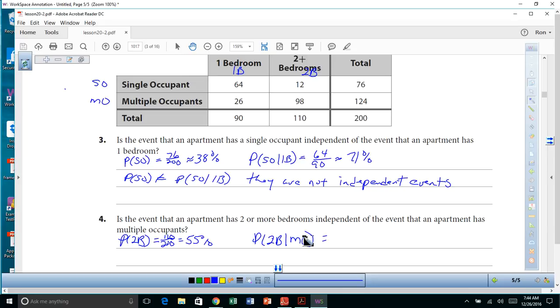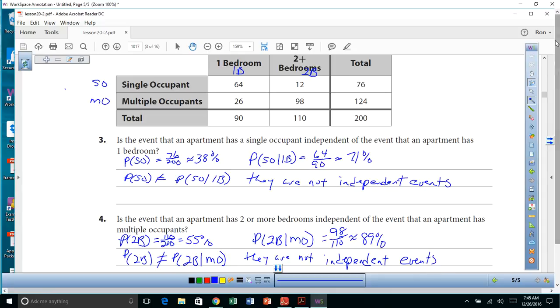Two bedrooms given multiple occupants, that's going to be 98 over, and there's a total of 110 of those, and that's going to be approximately 89%. And since those two are not equal, the events are not independent. The probability of two bedrooms is not equal to the probability of two bedrooms given multiple occupants. They are not independent events. All right, good.